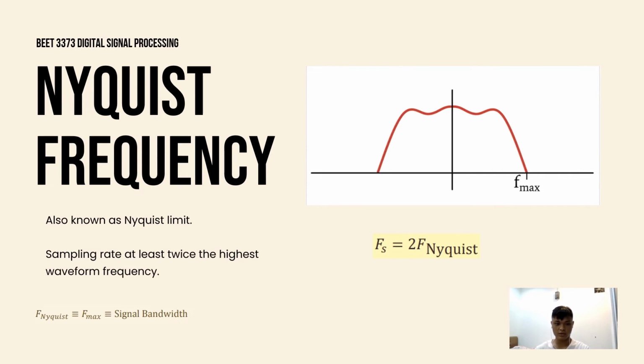From here we can see the equation: Fs equals 2 times the Nyquist frequency. From this equation, we get that the Nyquist frequency is actually half of the sampling frequency. Also, the Nyquist frequency is equivalent to the maximum frequency of the audio waveform, and it is equivalent to the signal bandwidth shown on the diagram here.